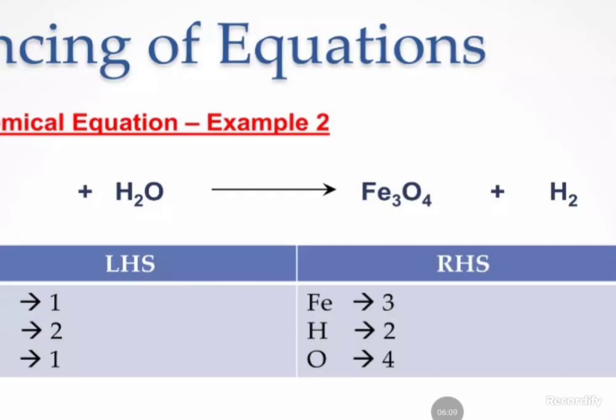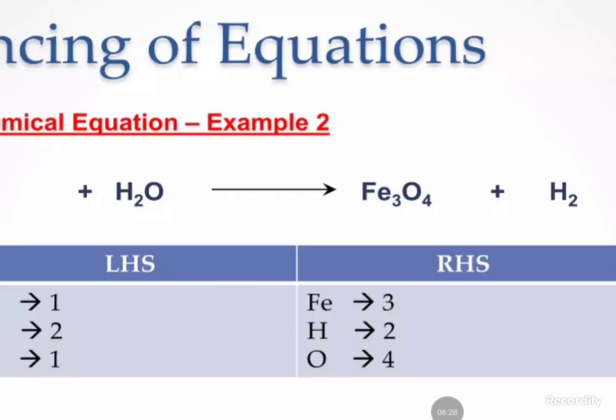3. Hydrogen, how many are there? In H2O, hydrogen is 2. On the right hand side, the product side, how many hydrogens are there? 2. So only hydrogen is balanced, but the remaining iron and oxygen are imbalanced. This type of equation is known as a skeletal equation.